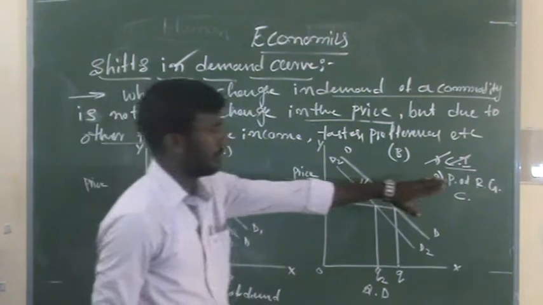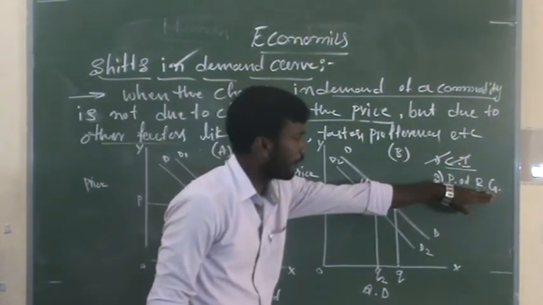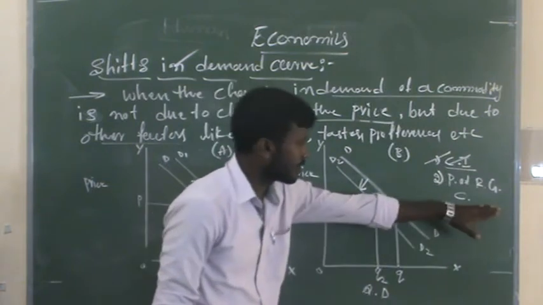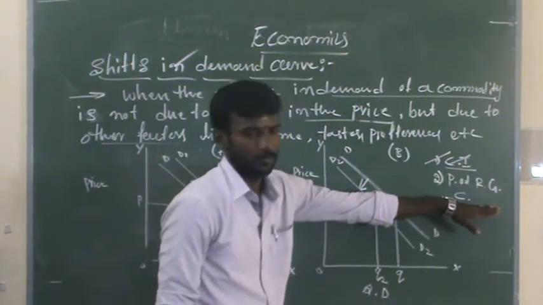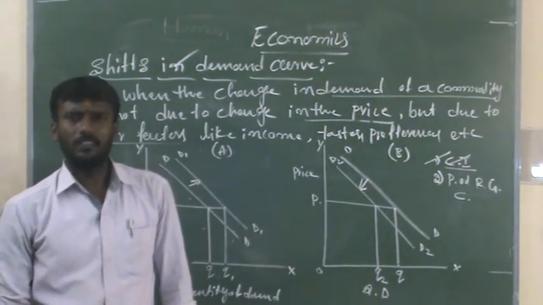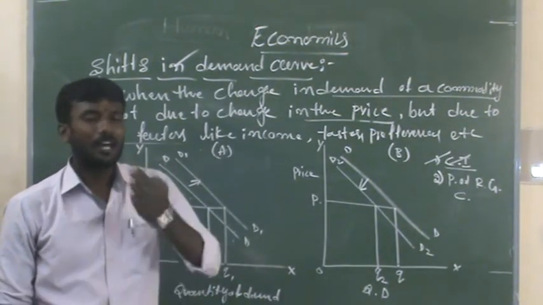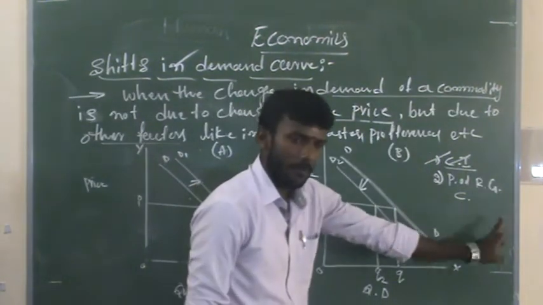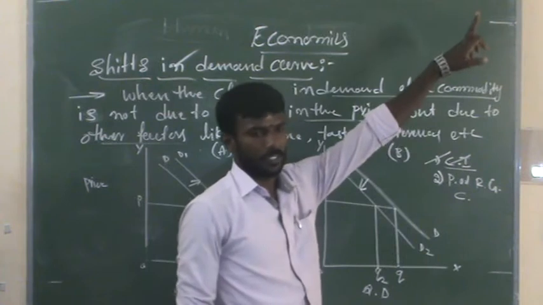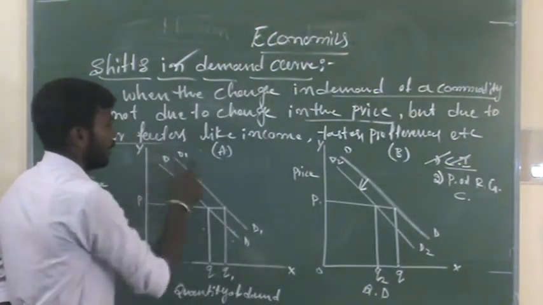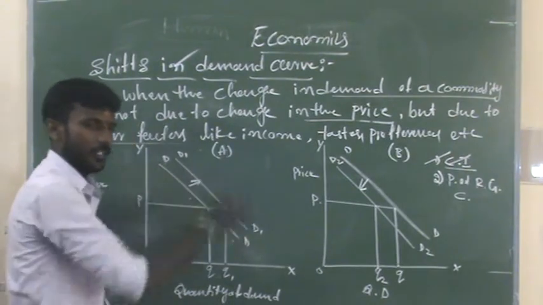See, it is very clear. The second one is the price of the related good or the other goods. Now let us consider the complementary good here. When the price of the other good or the related good increases, the demand for the complementary good also increases. Due to this reason, demand will be shifted from DD to D1, I mean upwards.